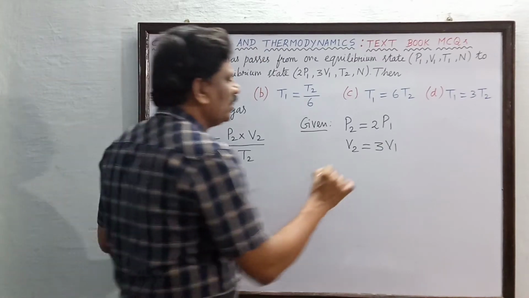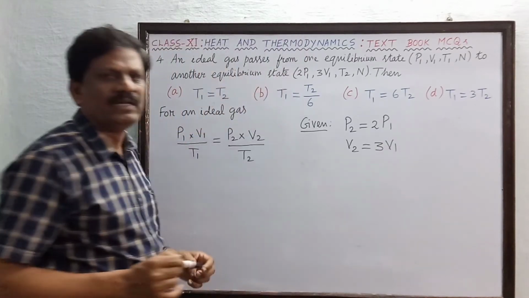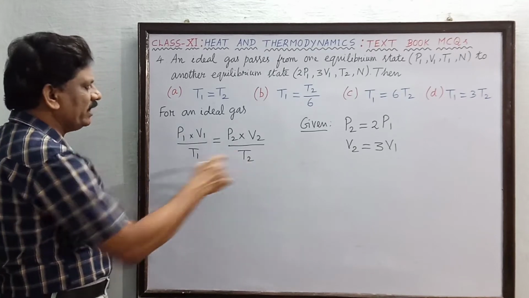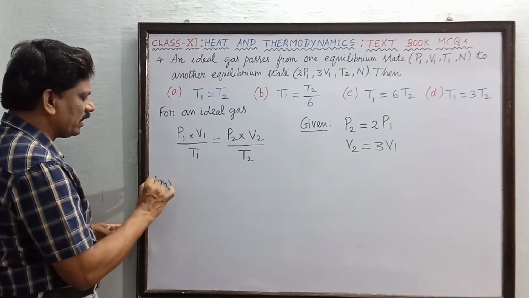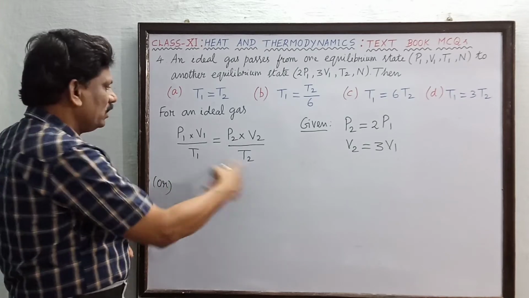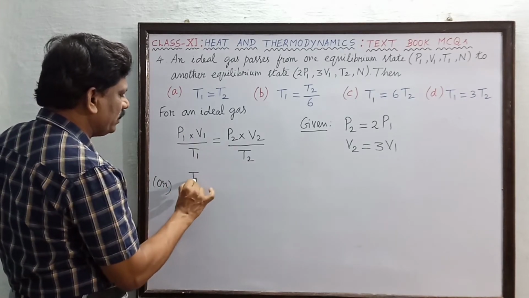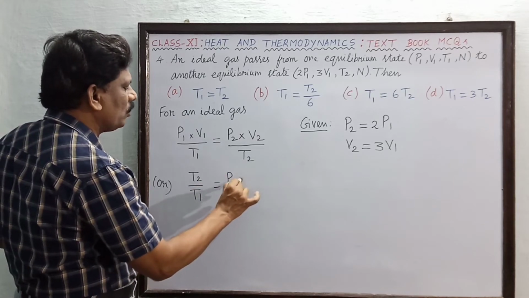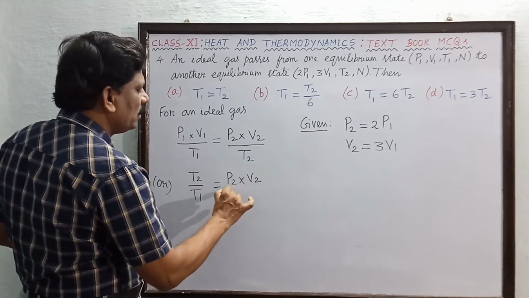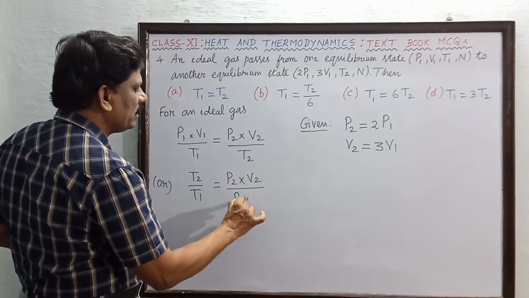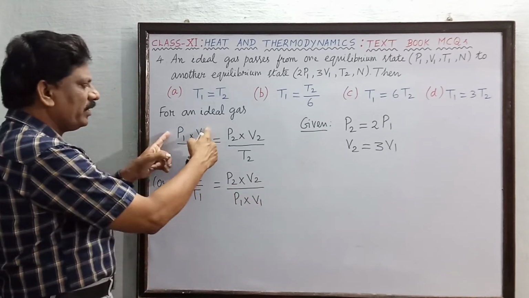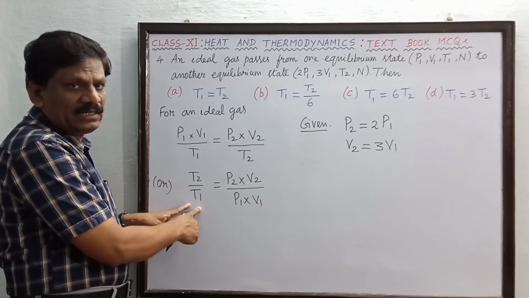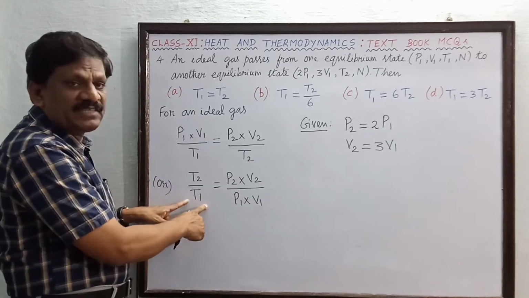Now what we have to find is the relationship between T2 and T1. So I will get an equation for T2. In this equation, I will write T2 by T1 equal to P2 into V2 divided by P1 into V1. We have brought P1 V1 to the denominator. Now what we need is T2 is how many times T1, we are going to find.